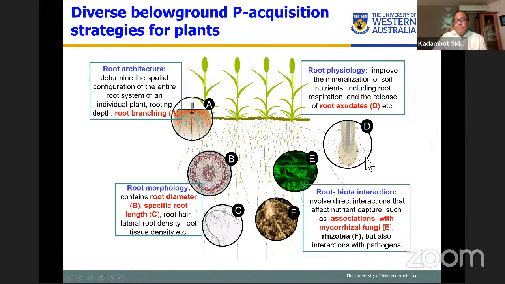And if you look at the physiology, improved mineralization of the soil nutrients, including root respiration and release of root exudate. I mentioned that in the case of lupin, but I'll show some more results. And don't forget root biota, interactions involving direct interactions such as nutrient capture. So for example, mycorrhizal fungi, it is very beneficial, and also rhizobia in the case of legumes. And the root pathologist has to look at the interaction between the pathogens and roots.